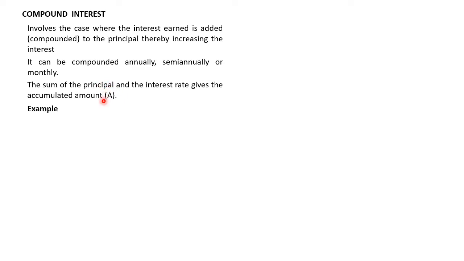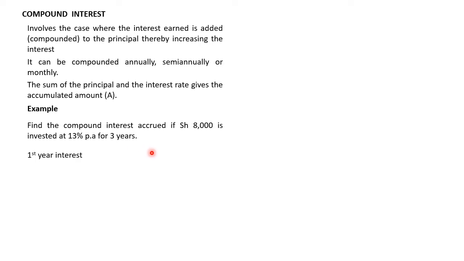Let's look at an example. We're told, find the compound interest accrued if 8,000 is invested at 13% per annum for 3 years. Now, the interest that is earned in the first year will be simply gotten using the simple interest formula. That is 8,000 times 13 over 100 times 1, which is 1,040.